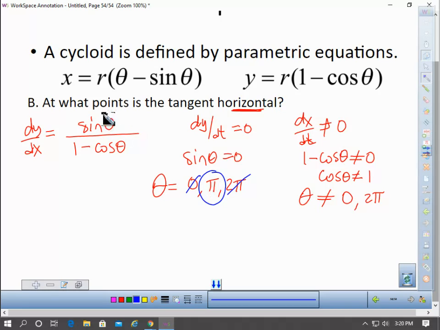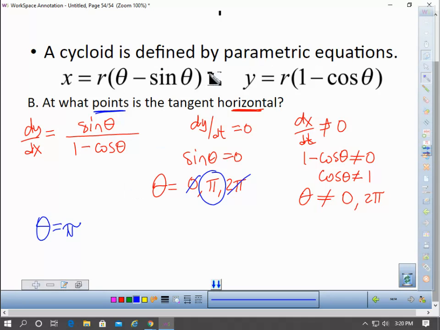So pi will give us a 0 on the top, but it won't give us a 0 in the denominator. The other two will give us 0 on the top and the bottom, and that's undefined, so that's not going to be a horizontal tangent line. So pi is the only one that will give us 0 in the numerator and something else in the denominator. All right, so when theta is equal to pi, we want to know what the point is.